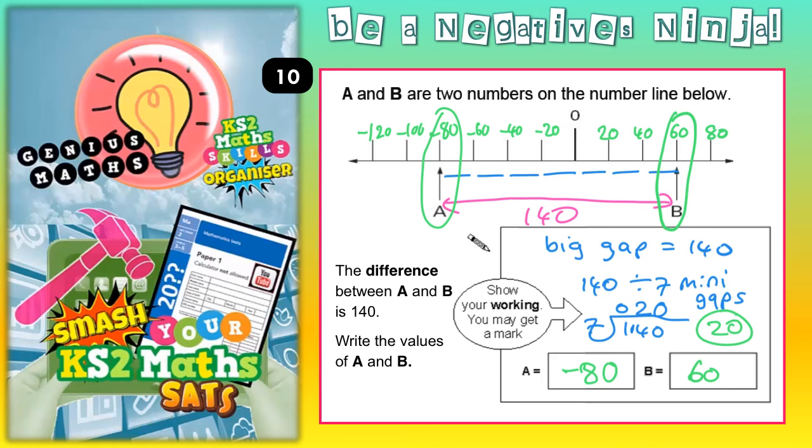First of all, figure out what the big gap is. Then share that equally amongst the amount of mini gaps that you've got. And then you can work out how to go up and down the number line.